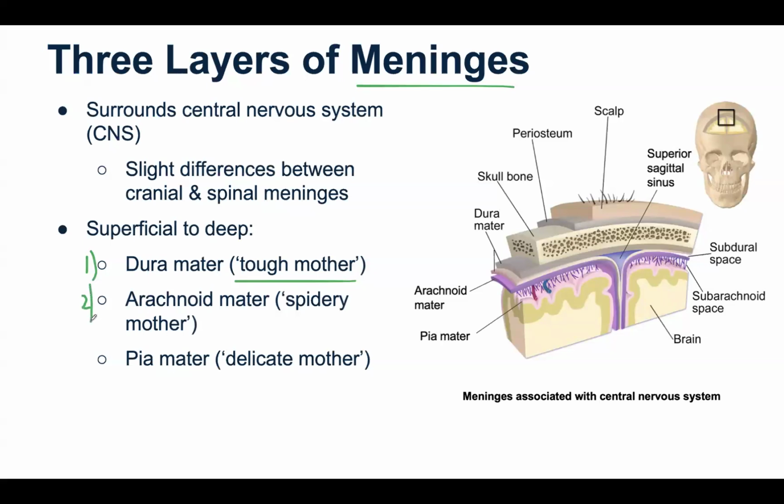Two will be the intermediate arachnoid mater, meaning spidery mother, due to the spider web-like arachnoid trabeculae that we will discuss in an upcoming slide. And then the deepest meninges will be the pia mater, which means delicate mother, very intimately related to the brain and the spinal cord, so much so that you really can't pull the pia mater away from the brain or the spinal cord. They won't come up like the other layers.